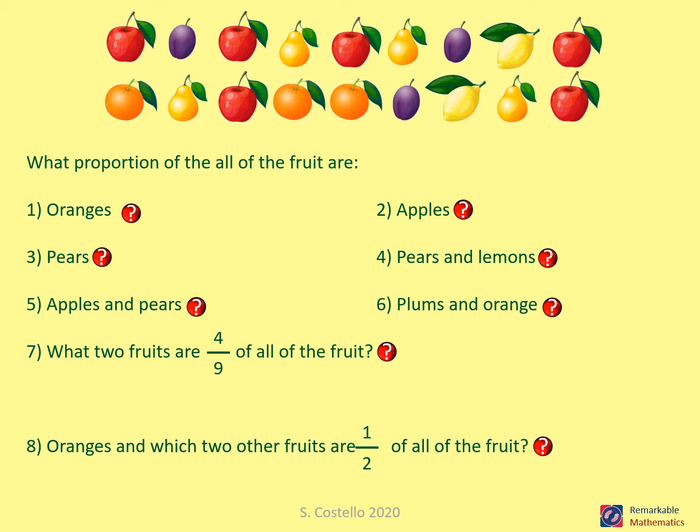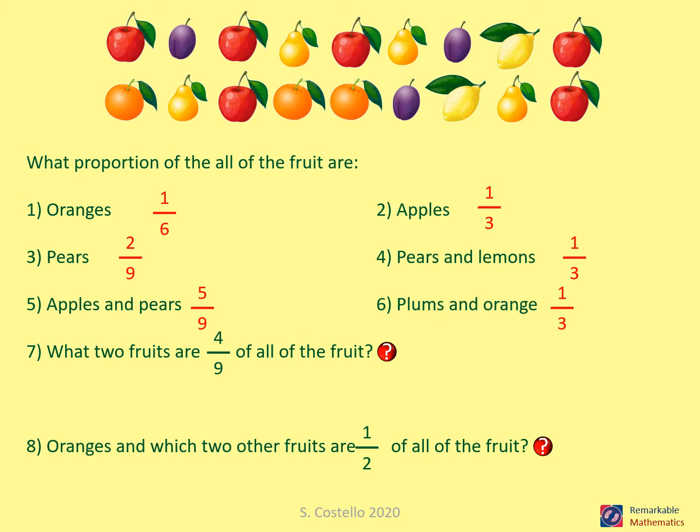Right, so for oranges, you have 1 out of 6. Apples, 1 out of 3. Pears, 2 out of 9. Pears and lemons, so we add the pears and the lemons and see what proportion they are of all the fruits. 1 in 3. Apples and pears, 5 out of 9. Plums and oranges, 1 out of 3.